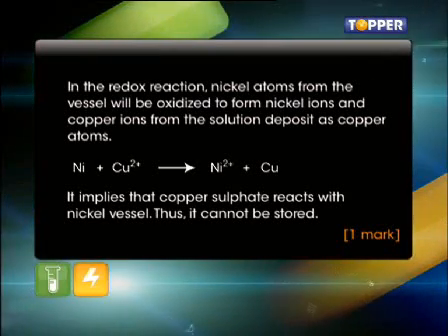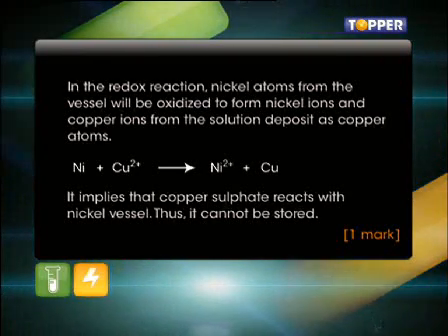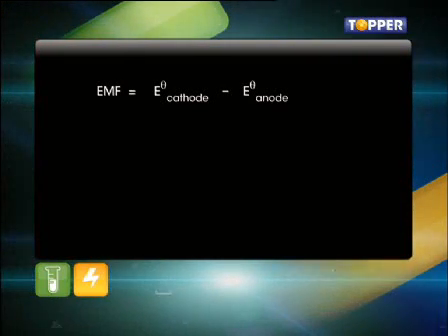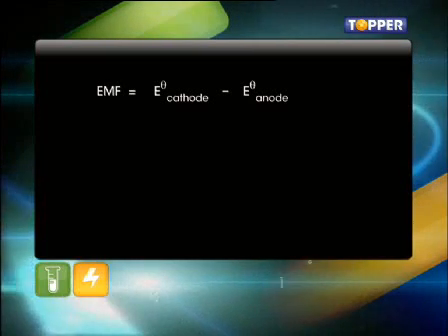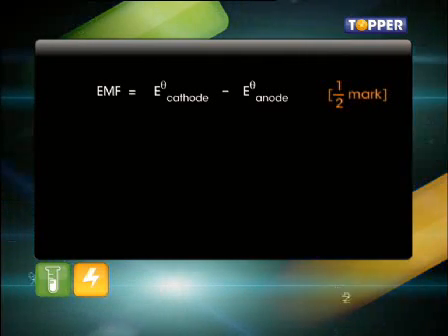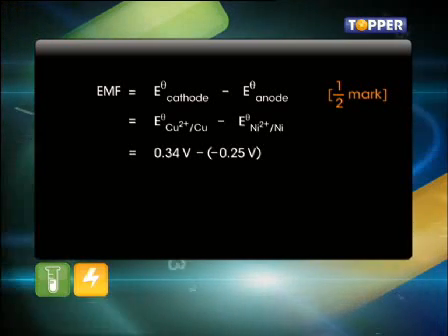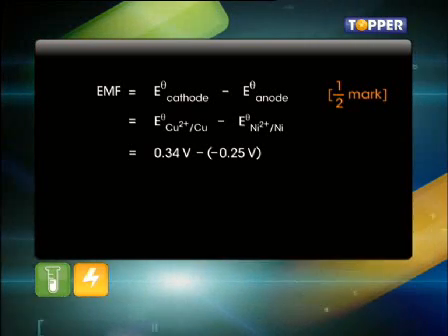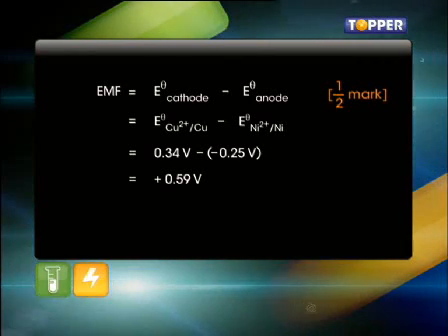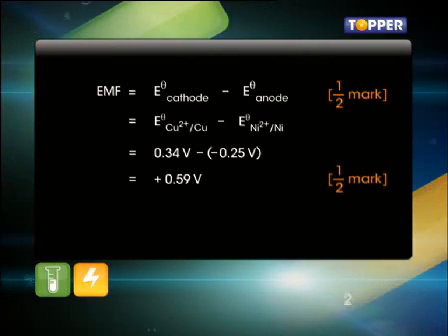Now for the last step. The last step is to calculate the EMF of the cell. EMF is equal to the reduction potential of cathode minus the reduction potential of anode. Writing the correct formula will fetch you half a mark. Substituting the values of reduction potentials of nickel and copper, we get the value of EMF as plus 0.59 volt. This value will fetch you the last half mark.